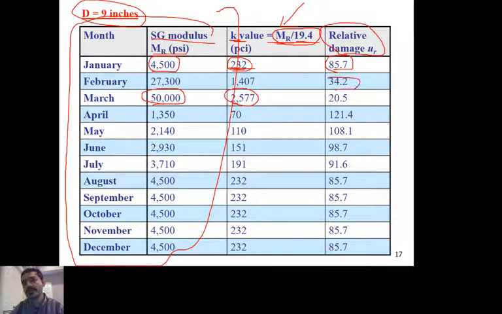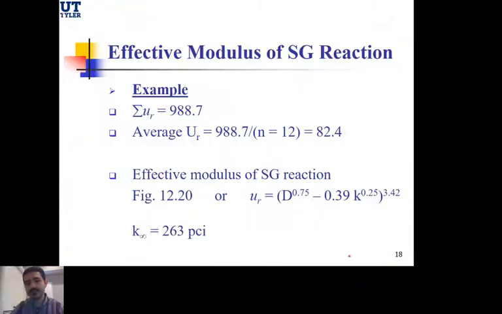You're going to do this for every single month, and then you're going to sum up all these months together, and that's what we did here. The summation of all the damages for all the 12 months is 988.7. Therefore, the average damage per month is 988.7 over n, which is in this case 12 months. So we're going to get the average damage equal to 82.4.